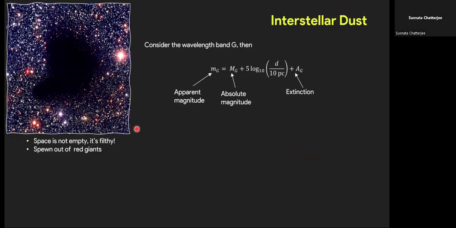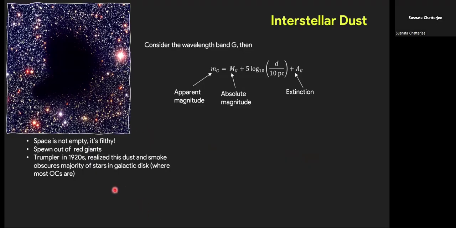Reddening is caused by the interstellar dust. How? Trumpler in the 1920s realized that this dust and smoke obscures the majority of the stars in the galactic disk, where most open clusters are. They not only dim but also redden the stars. It follows the Rayleigh scattering law, which states that the scattering intensity I is proportional to 1 by lambda to the power 4. So, for a star obscured by dust, most of the blue light, which has a shorter wavelength, will have a higher intensity of scattering and so will be scattered away, leaving only the red light behind.